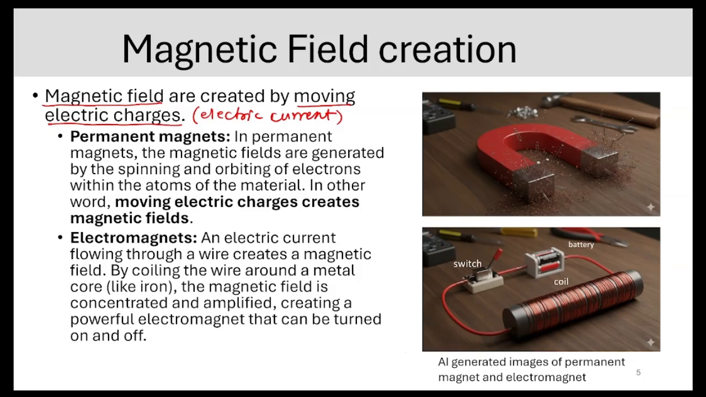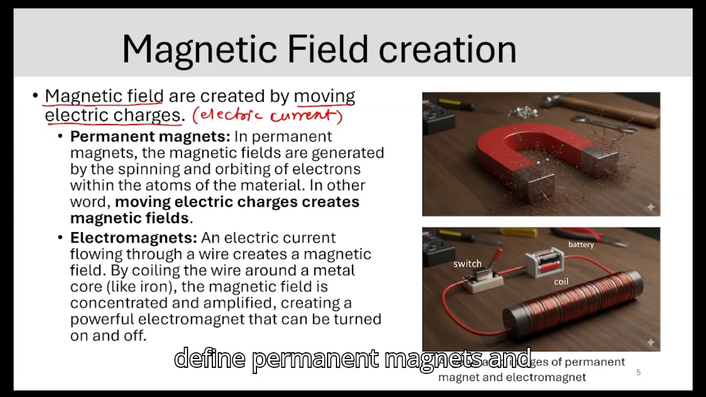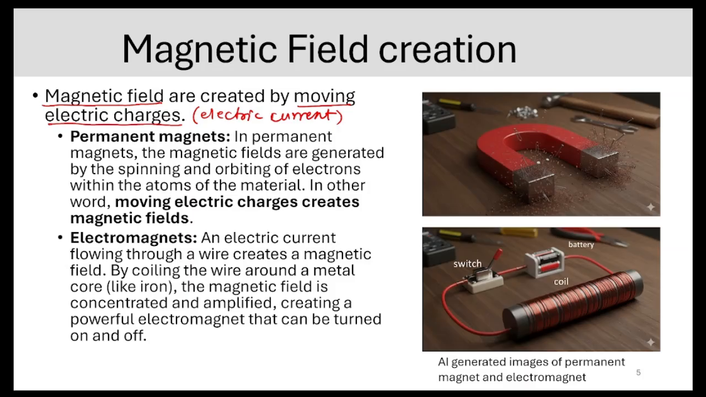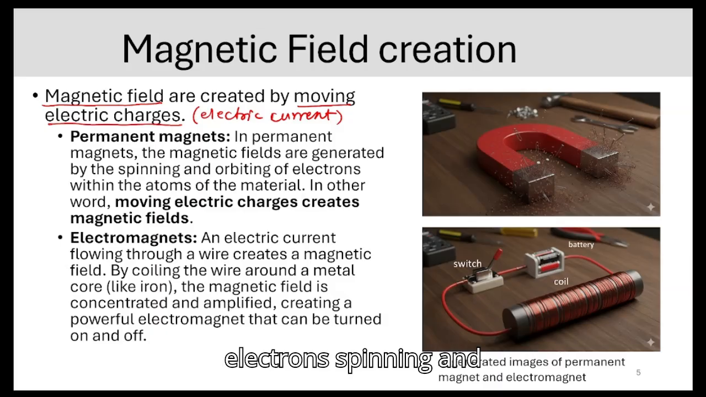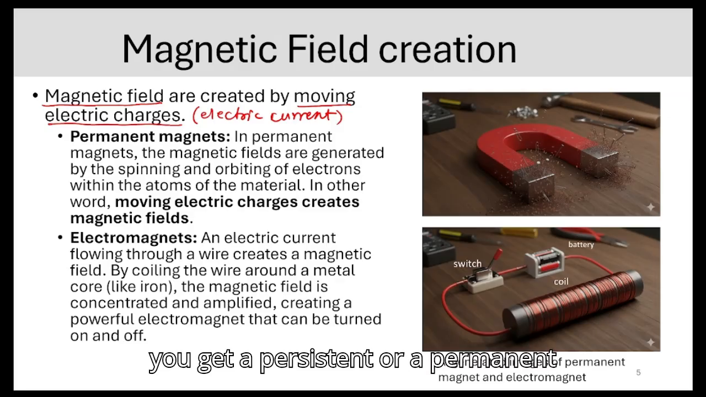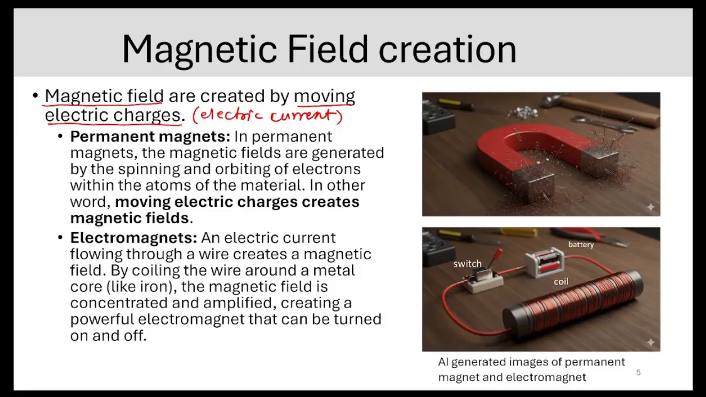And this principle of electric current can help us define permanent magnets and electromagnets. Permanent magnets, as we just discussed, the moving charges are the electrons spinning and orbiting within the atoms, and if these electron movements are aligned in the same direction, you get a persistent or a permanent magnetic field.